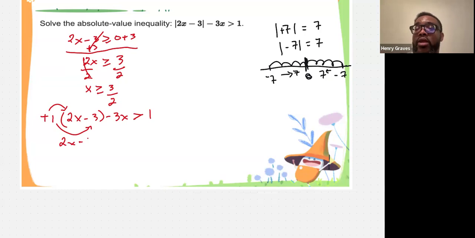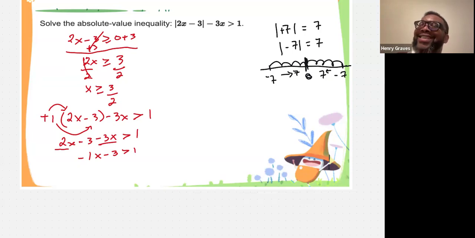So 2x minus 3x is greater than 1. I'm going to combine my like terms. So I'm going to get negative 1x minus 3 is greater than 1. Then I'm going to add 1 to both. Sorry, not add 1. My apologies. I was looking at something wrong. I have to add 3 to both sides.